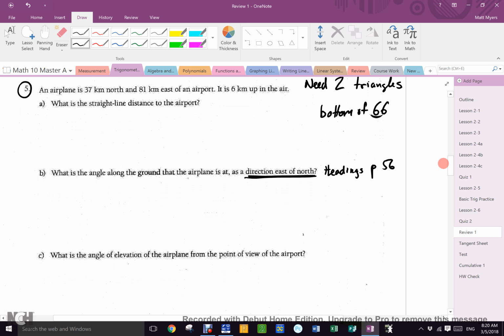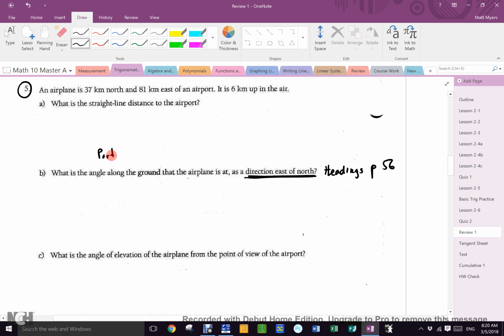Now, number 5 is the hardest question you will face all year in trig. Because, well, just 'cause. I gave you a big hint. You need two triangles. And I told you where you could find a good hint for this. So, where do planes live? In the sky. Excellent. But if I tell you where a plane is from me, that would be a spot on the ground, right? So first, I go to the spot on the ground.